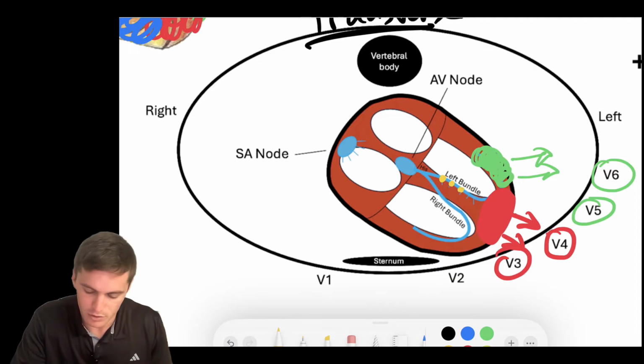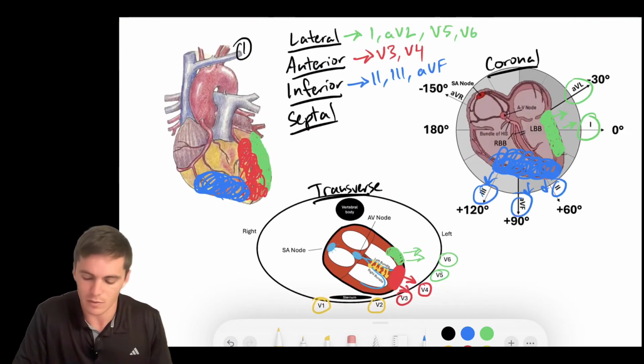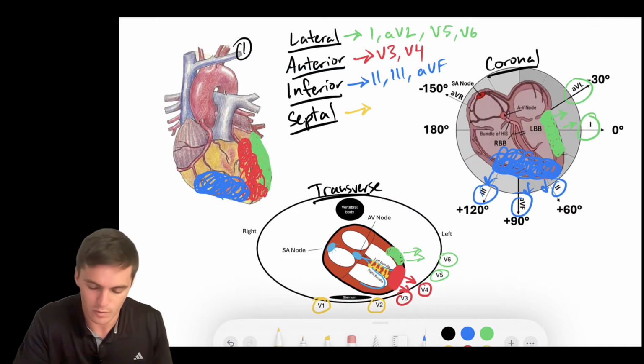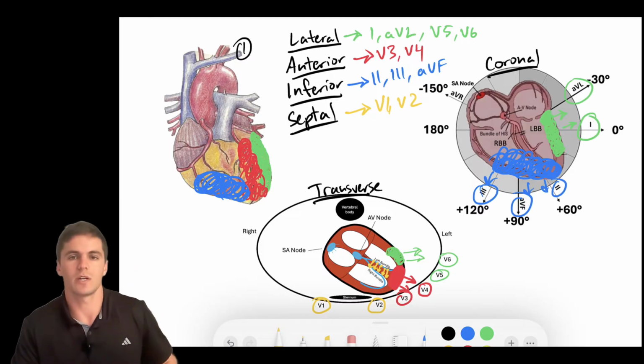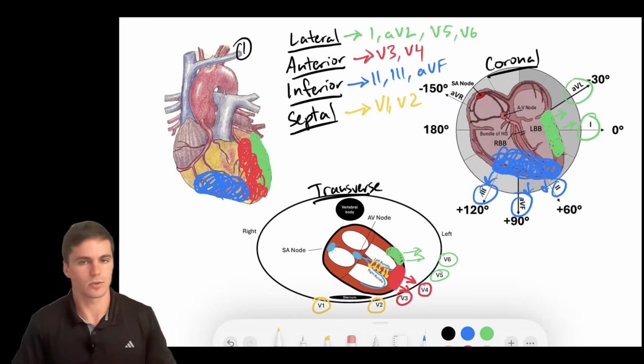So if the left bundle supplies the forces to the interventricular septum, you get a wave of depolarization going from left to right, just a little wave. But look what leads are picking that up, lead V1 and V2. So V1 and V2 are our septal leads, okay? So when we say we have a lateral, the lateral leads have ST segment changes. Those are 1, AVL, V5, V6, anterior, inferior, septal, all are those regions, right?